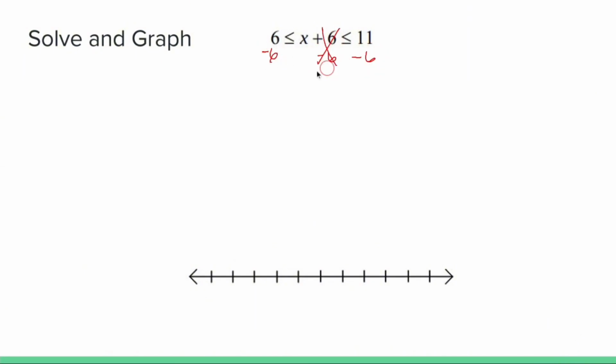I said that correctly. And when you do that, you have 0 is less than or equal to x, which is less than or equal to 5. Now that means x is in between 0 and 5, and you're also allowed to include 0 and 5.